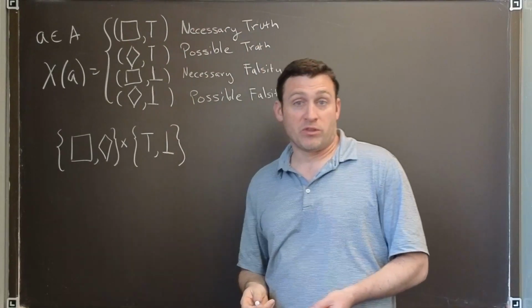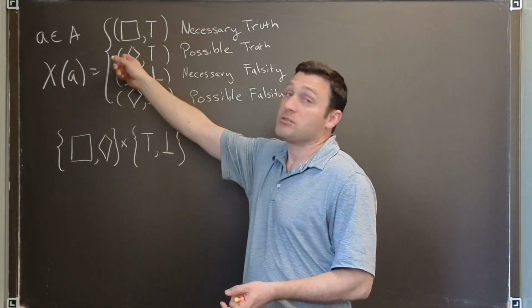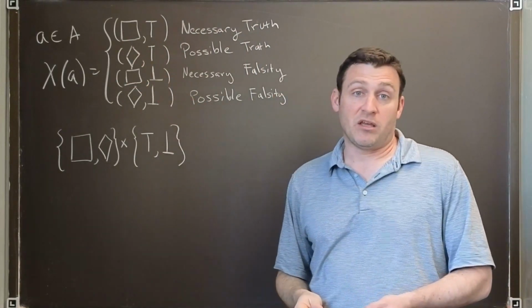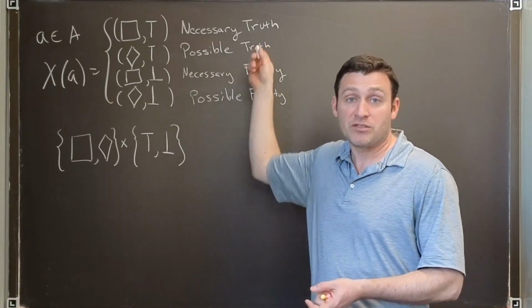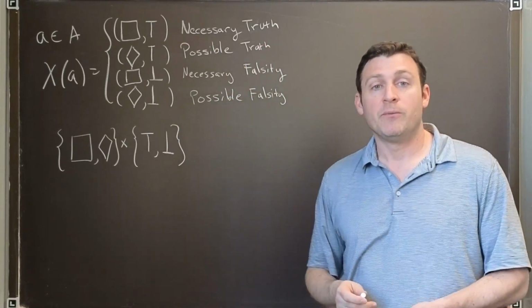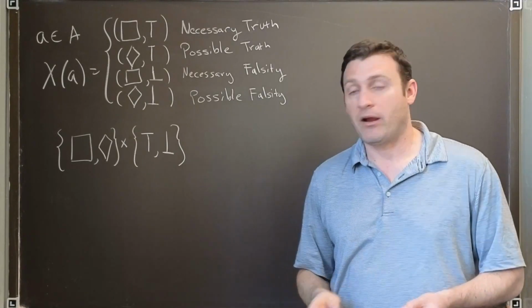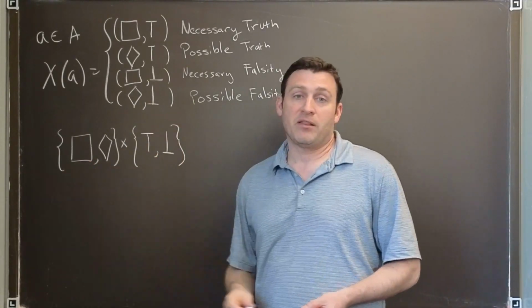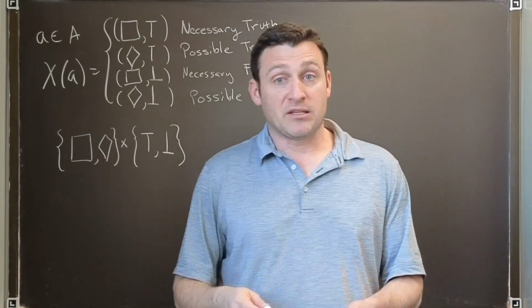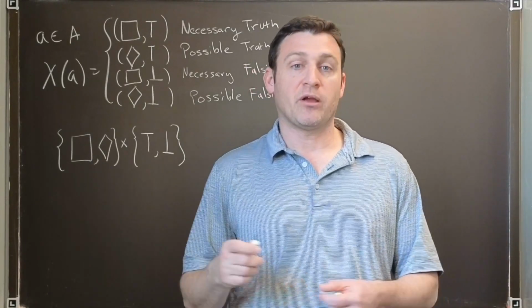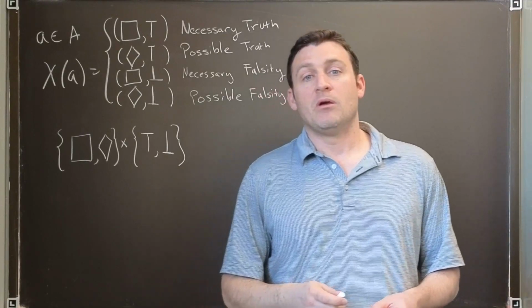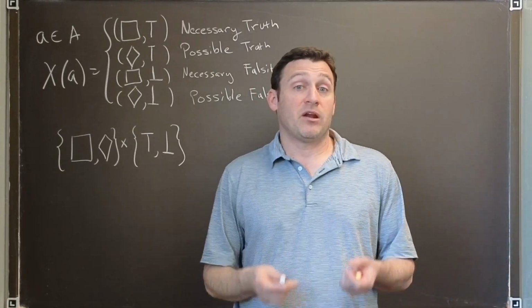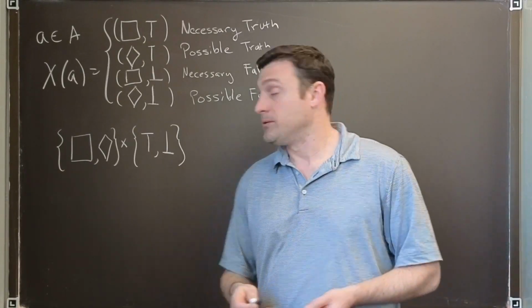We'll put a box with the T. We could have a possible truth. That's a diamond with a T. And likewise, we have necessary falsity and possible falsities as well. We can think of these now as ordered pairs. They have the standard classical true-false, but they've been amended by these modifiers, possibility and necessity, square for necessary, diamond for possibility. Now the key thing is to update our chi test to match that.